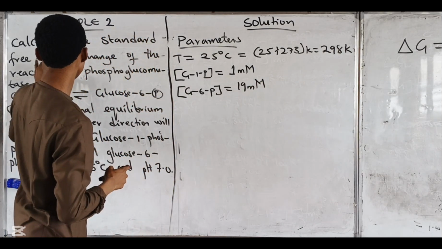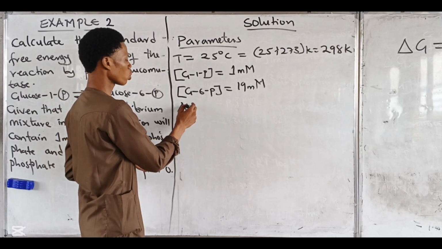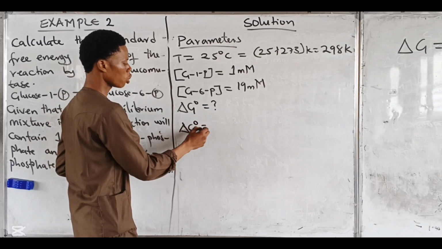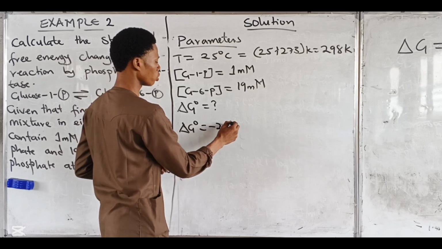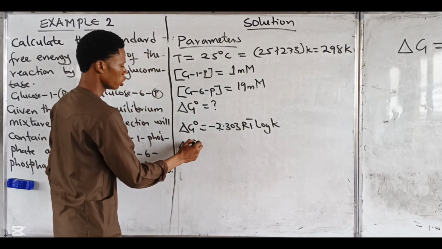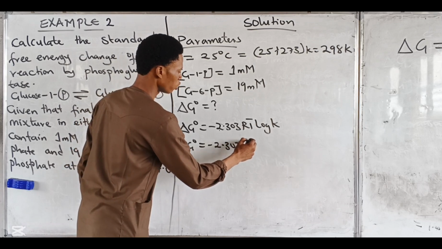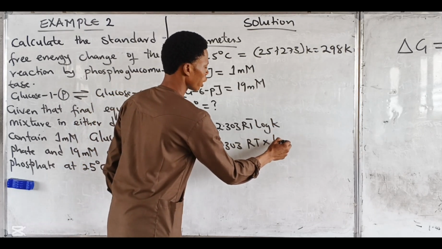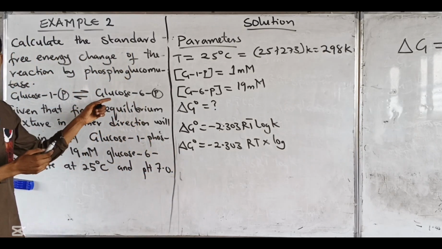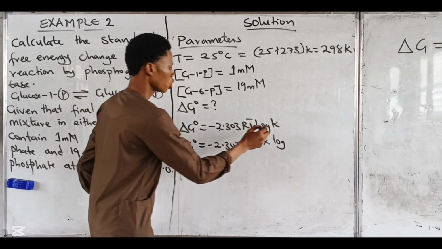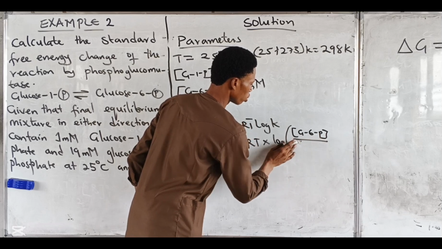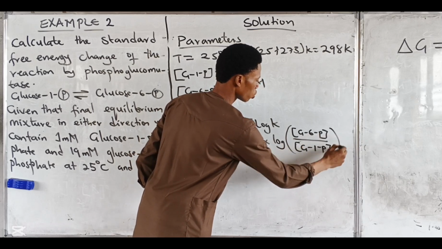Now we were asked to calculate the standard free energy change. That's, we're asked to calculate delta G naught, right? But you agree with me that at equilibrium delta G naught is equal to minus RT, or let's use minus 2.303 RT log K, right? Now this is same thing as saying delta G naught equal to minus 2.303 RT times log K. You agree with me that K is same thing as the concentration of the product over concentration of the reactants. And the product from this equation is glucose 6-phosphate, right? And the reactant is glucose 1-phosphate. So we'll be having concentration of glucose 6-phosphate all over concentration of glucose 1-phosphate. Do you understand what we did there?